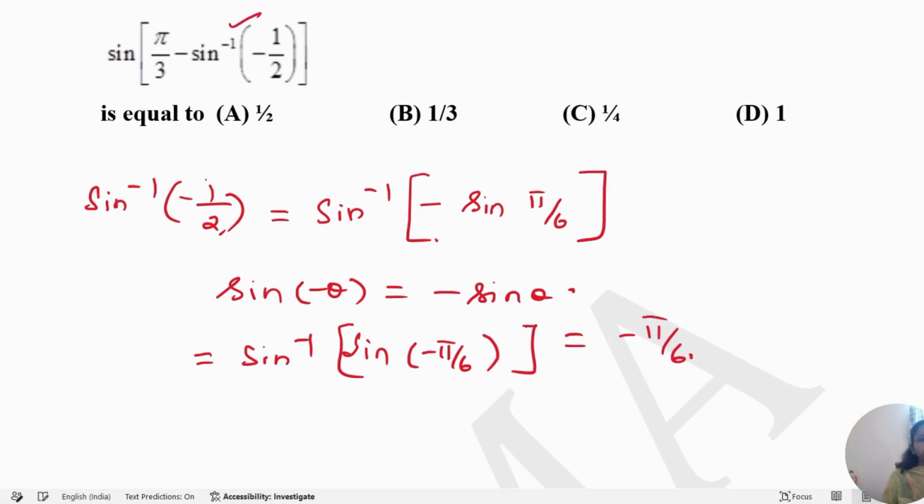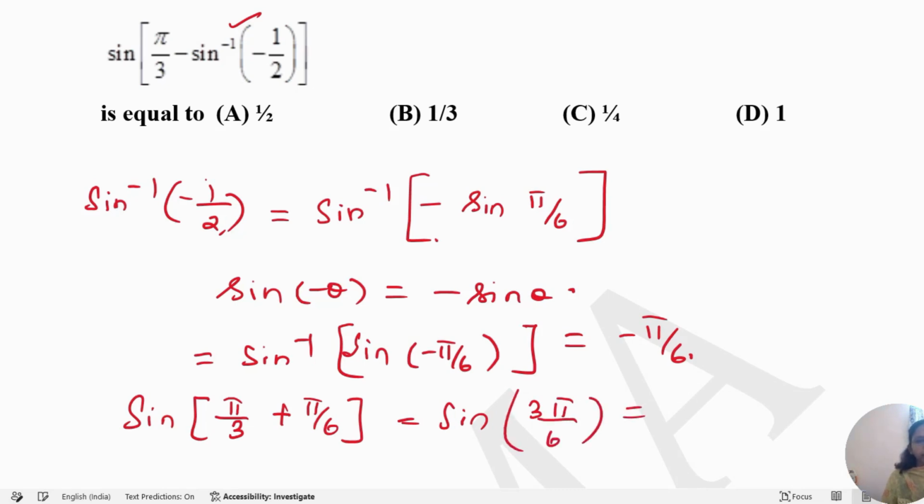Now go to this part here. Sine of pi by 3 minus, here already we have one more minus, so plus pi by 6. If you simplify, then you will get sine of 3 pi by 6, that is nothing but sine of pi by 2. Sine pi by 2 value is 1. So option D is our answer.